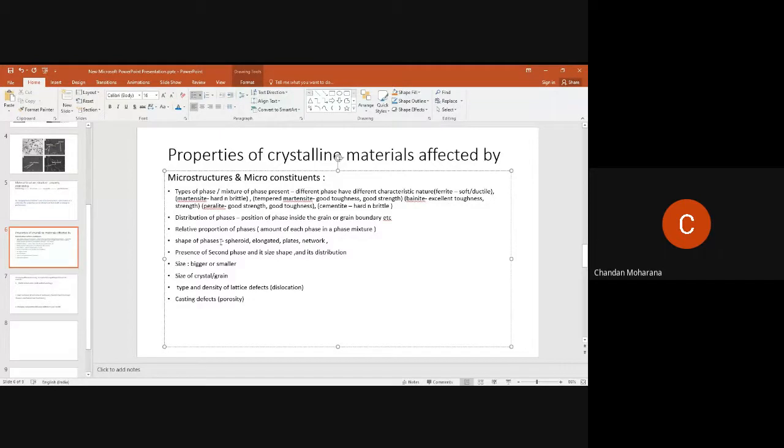Now shape of phase is also important. It may be a spheroid shape, an elongated shape, a plate shape, or a network kind of shape. So many shapes are there, and it also affects properties. Tell me one thing. Suppose you have cementite with sharp edges, and in another microstructure of the same steel, you have a spherical shape of cementite. So which one is good?